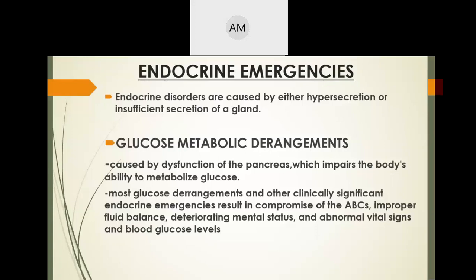Most glucose derangements compromise the ABC, airway, breathing, and circulation, with improper fluid balance, deteriorating mental status, abnormal vital signs, and abnormal blood glucose levels. It can be either hypoglycemic or hyperglycemic. We'll talk about it later.